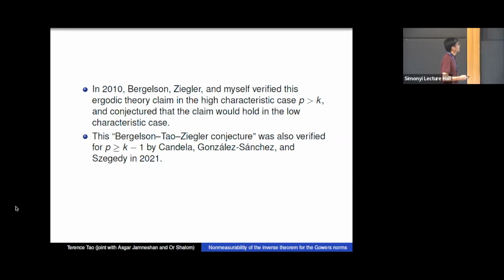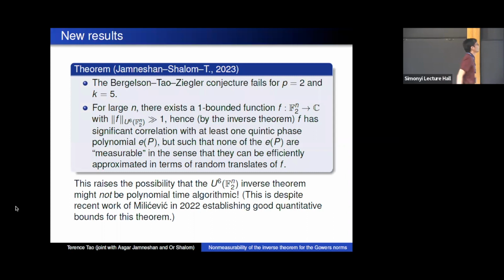Okay, but finally, the new result, which we are still writing up, so this will be on the arXiv soon, is that this conjecture, unfortunately, is false in low characteristic. We don't know exactly which low characteristic is false yet, but we have a specific example. When p equals 2 and k equals 5, so quintic polynomials in F2, this ergodic theory statement, which I haven't detailed, is false.